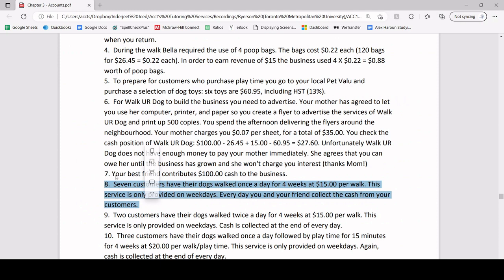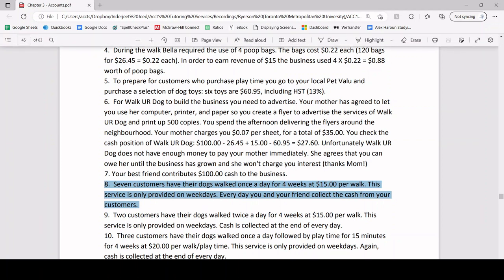Transaction number 8. 7 customers have their dogs walked once a day for 4 weeks at $15 per walk. This service is only provided on weekdays. Every day you and your friend collect the cash from your customers. So in this situation, we have to do a calculation now. So 7 customers have their dogs walked once a day for 4 weeks, and this is only provided on the weekdays.